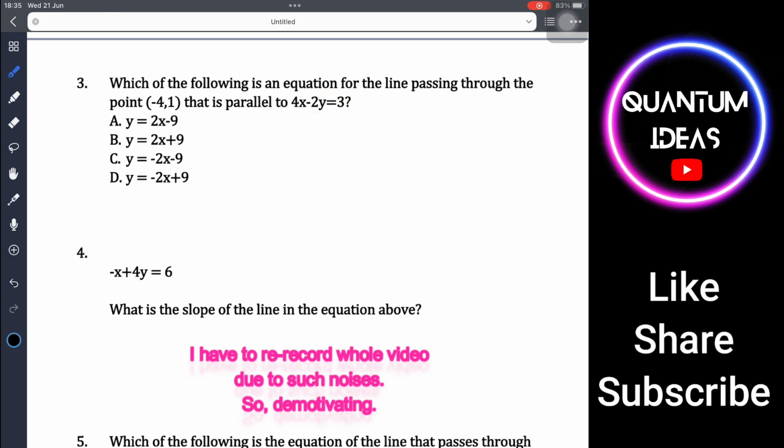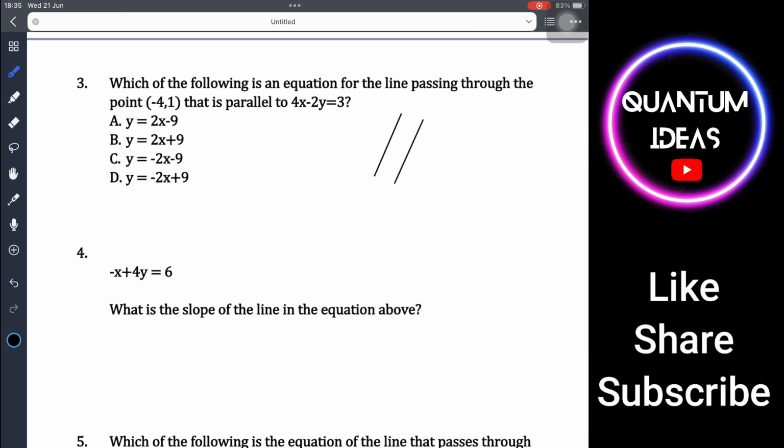Okay, let me give you some idea. If two lines are parallel, let's say this line and this line are parallel, it means they are not going to meet each other. Let's say the slope of this line is m1, this is m2, and these two lines are parallel, which means their slopes are equal, that is m1 equals m2. You have to understand that.